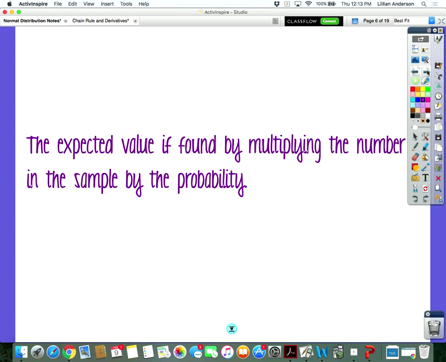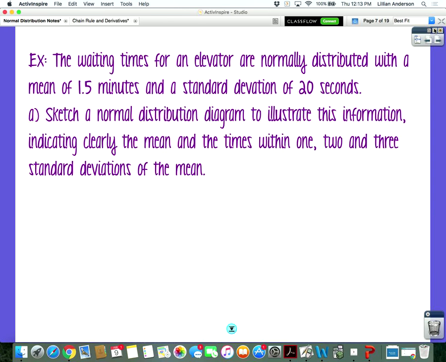All right, so we're gonna look at this example. Again, make sure you get down the important stuff. Don't get down any of the extra fluff. I just want you to be aware that this is how the questions are going to be presented to you. The waiting times for an elevator are normally distributed with a mean of 1.5 minutes and a standard deviation of 20 seconds. Okay. That is some information.